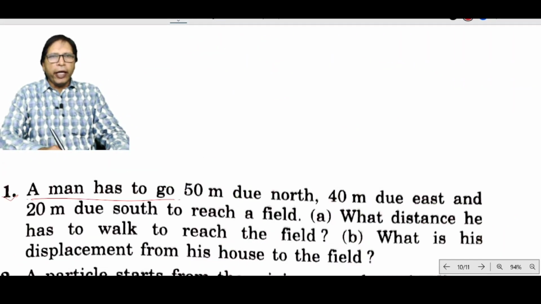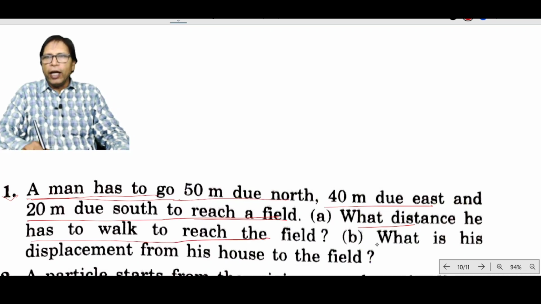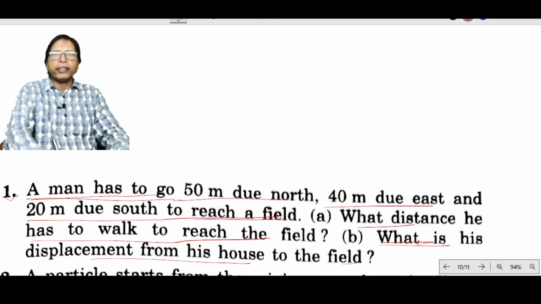Okay. Now some H.C. Verma numericals related to distance and displacement. Question number 1. A man has to go 50 meter due north, 40 meter due east, and 20 meter due south to reach a field. What is the distance he has to walk to reach the field, and what is his displacement from his house to the field?